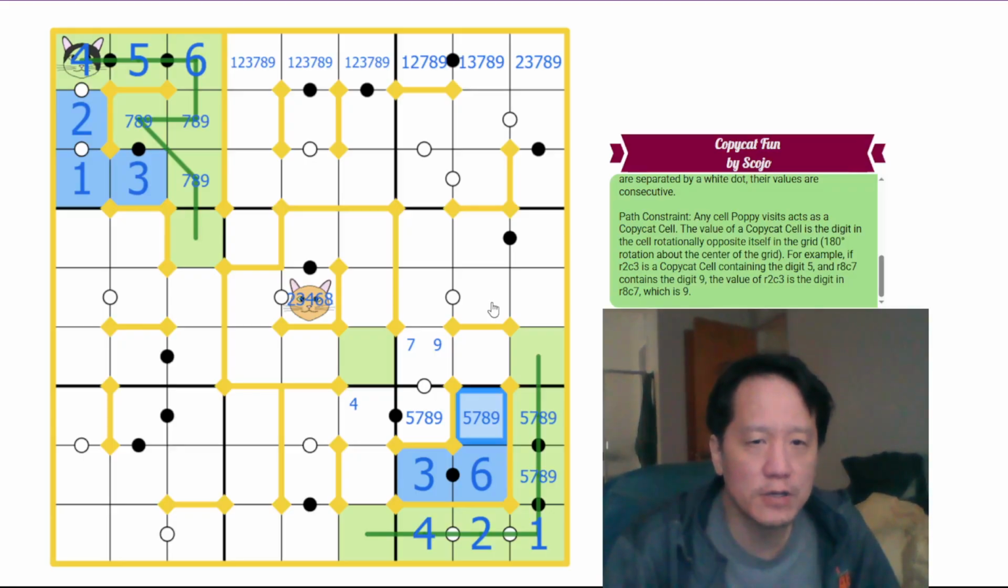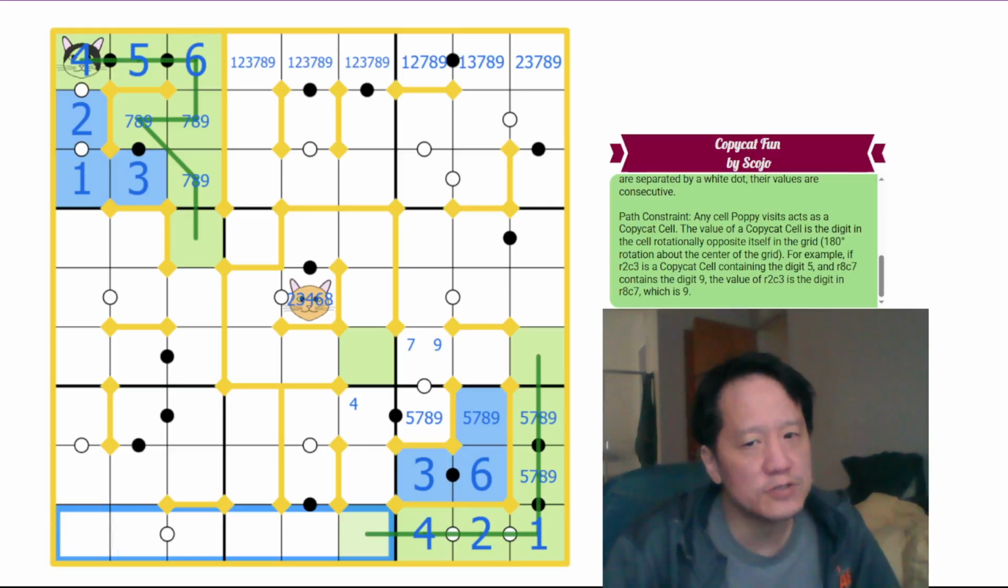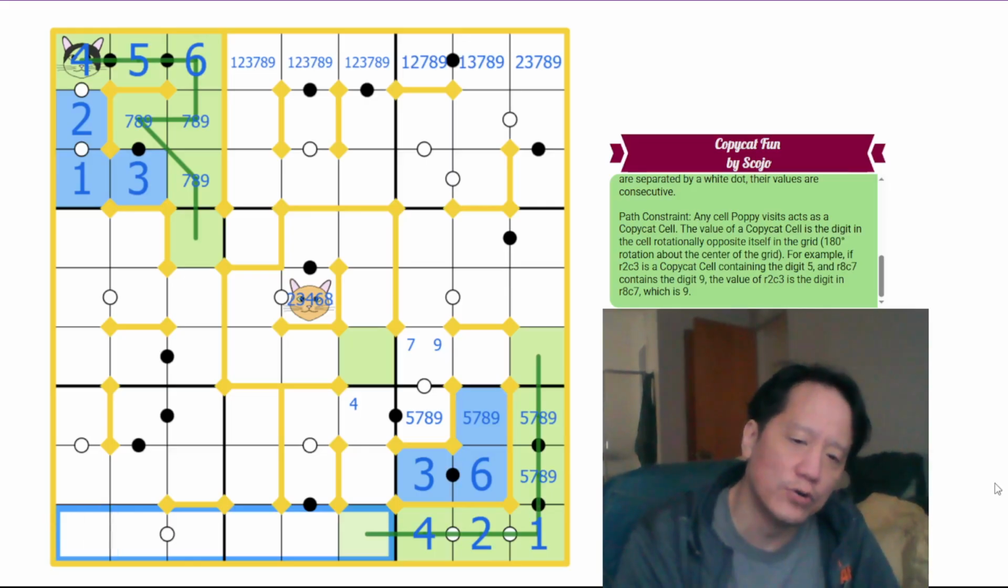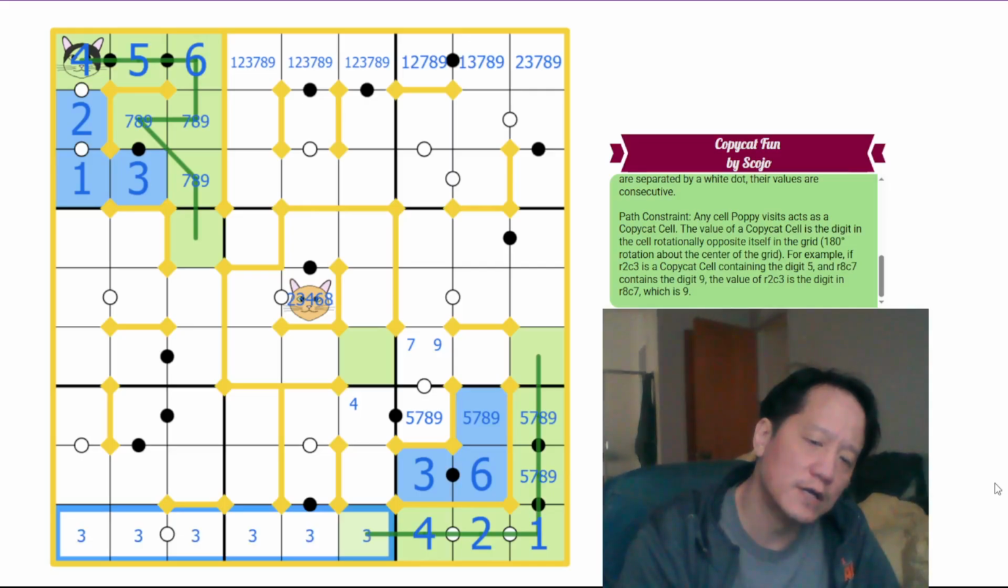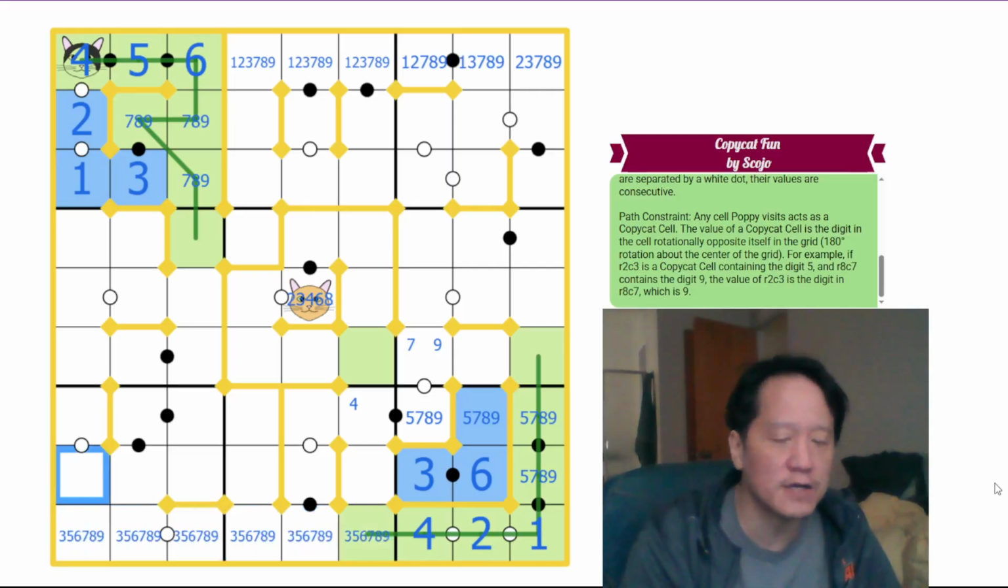Where else can we go? So if this is not copycat here, well, the thing is, it could be this is copycat and this isn't. Remaining digits in... Oh, that's interesting. Remaining digits in row 9: 3, 5, 6, 7, 8, 9.